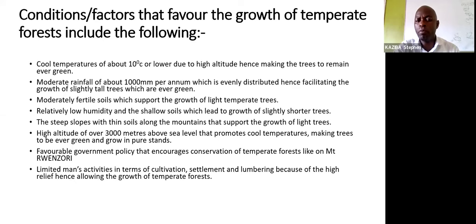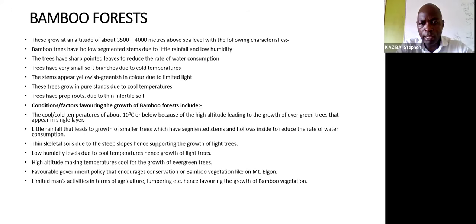Then the relatively low humidity and shallow soils lead to the growth of slightly shorter trees. Then the steep slopes with thin soils along the mountains support the growth of light trees. Then favorable government policies lead to the conservation of temperate forests on those mountains. Then lastly, limited human activities in terms of cultivation, lumbering, etc., lead to the growth of this. When you're done with that, then you go to another height.